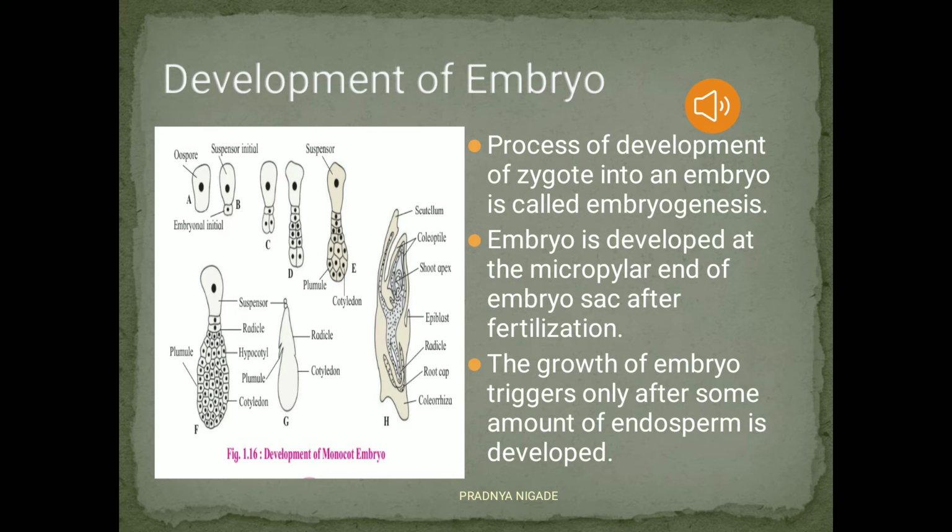Let's begin with the definition of embryogenesis. The process of development of zygote into an embryo is called embryogenesis. We have already seen the embryo is developed at the micropylar end of embryo sac. The growth of the endosperm only triggers the development of embryo. After fertilization, the embryonic development begins. Now, how does this take place? We will see in the next slide.